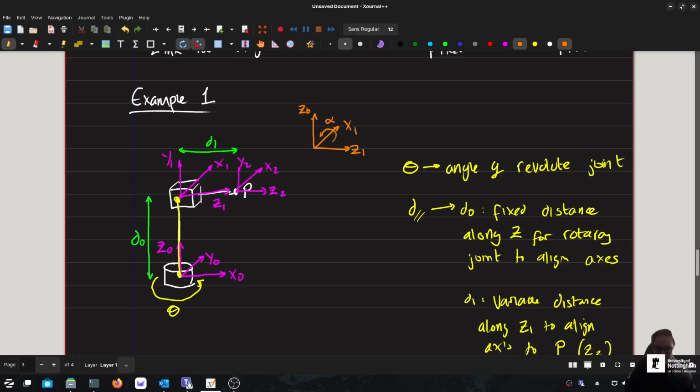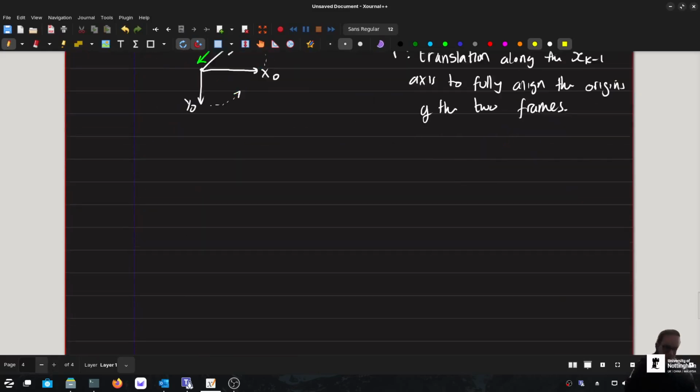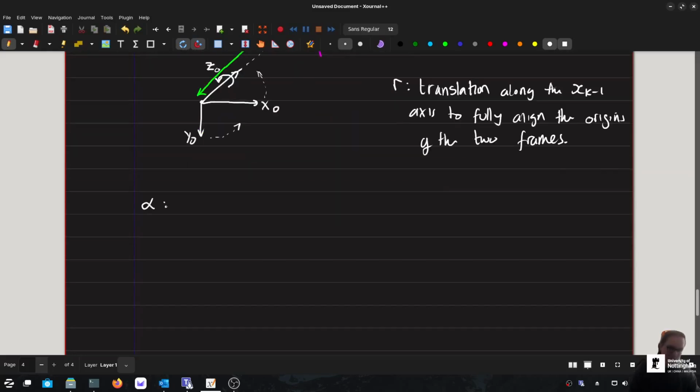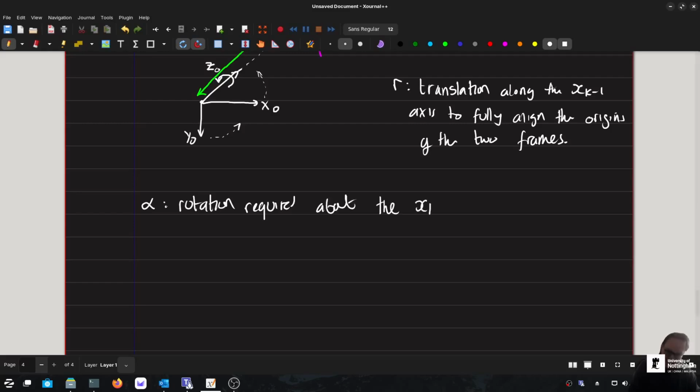So theta, I'll just recorrect this, is about the zk minus 1 axis. And then to align the z-axes, we have to rotate about x1 to align the z. So then we've got a full transformation. For alpha, I won't use the above example, I'm just trying to show R in this case. But for alpha, it's the rotation required about the xk axis. It's a bit weird, but it's the current axis we're evaluating in order to align zk minus 1 to zk.